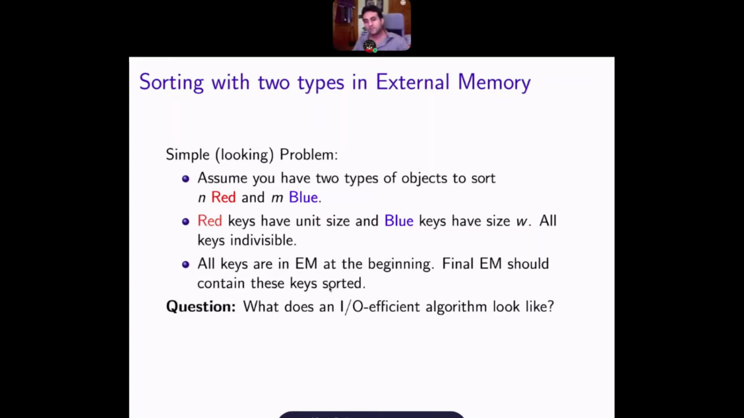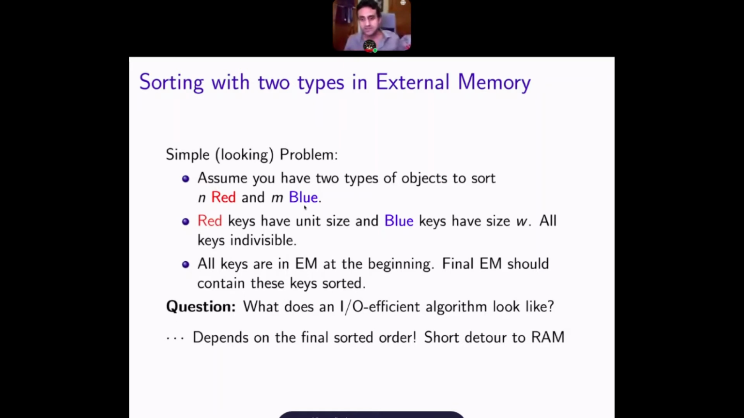So now the question is, what does an I/O efficient algorithm for this problem look like? It's a very simple generalization of the usual one size sorting problem in external memory. But it turns out this one is actually sort of tricky. I mean, it looks simple, but it's not as straightforward. And in fact, the I/O efficient algorithm actually depends on how these red and blue keys are interleaved in the final sorted order.